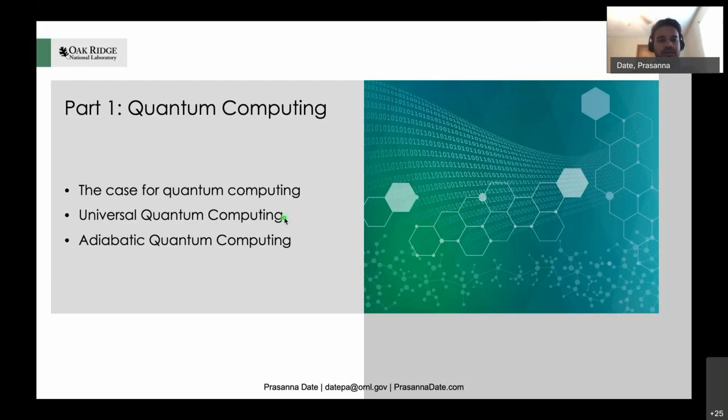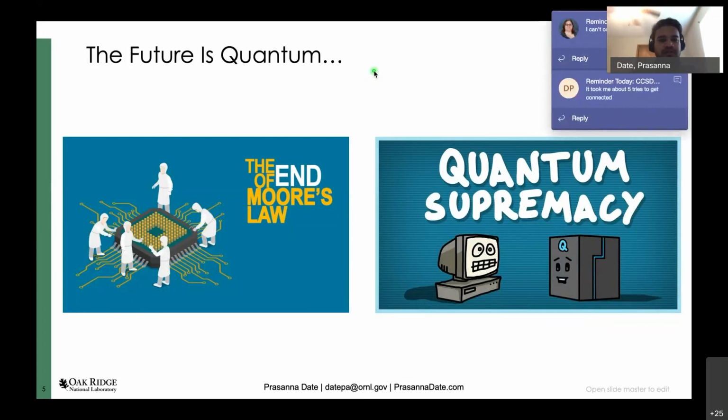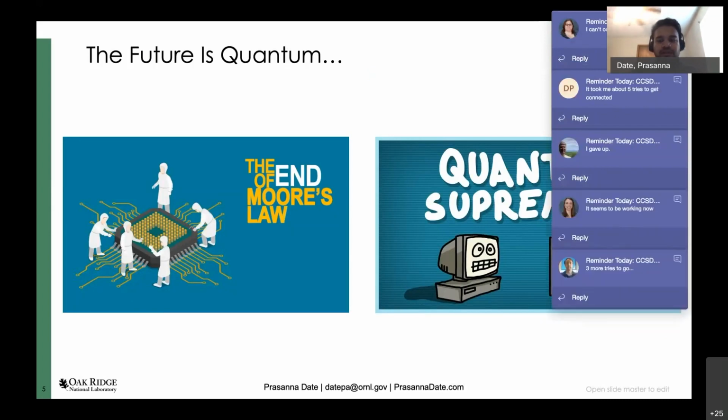Okay, so why is everyone talking about quantum computing? Why do we think it is relevant in today's times, and why is it significant going forward in the future? Well, the motivation is twofold here. The first one is the end of Moore's law. And for those of you who are not aware about what Moore's law is, okay, hold on.